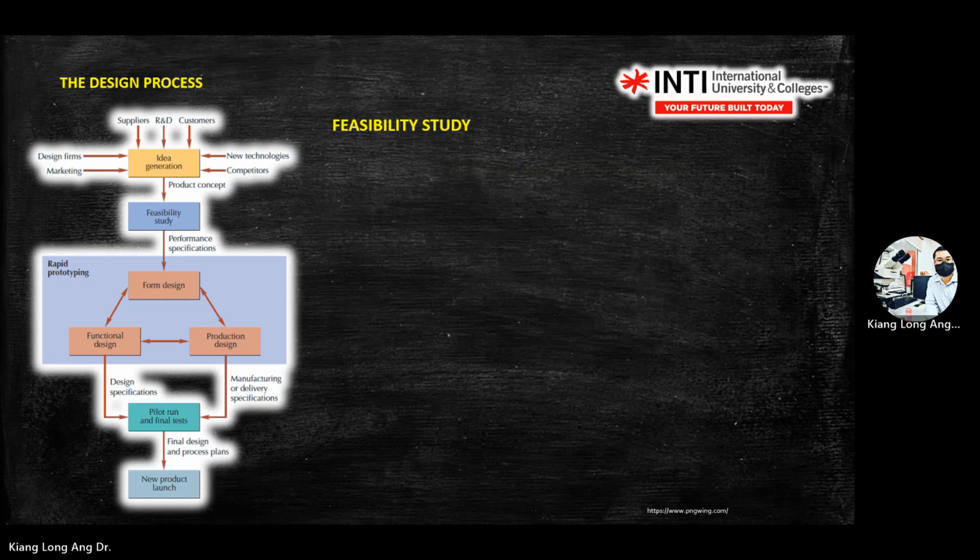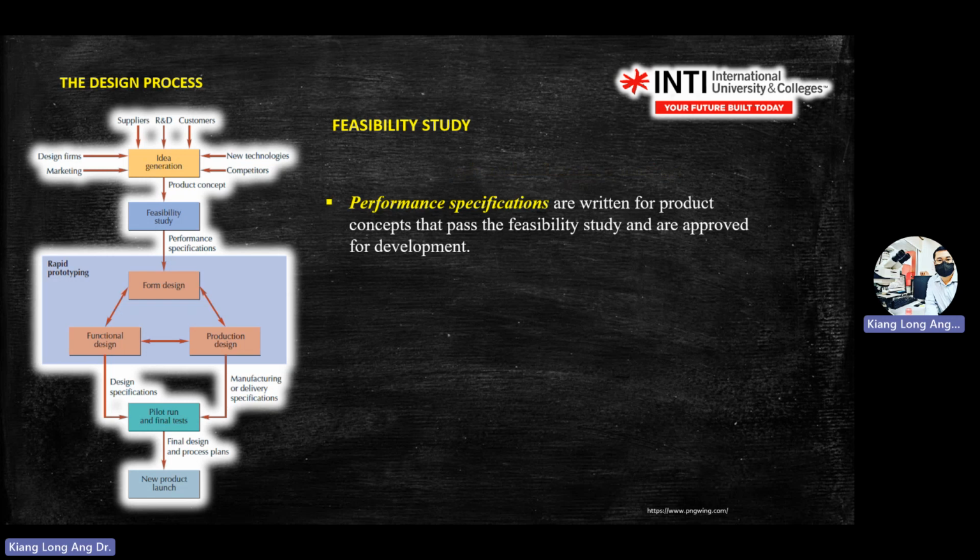Okay. Once feasible studies finish, the outcome from the feasible study is performance specification. Okay, so again, idea generation, the output is product concept. Product concept is an input for feasible studies. Output from the feasible studies is performance specification. So you have to know which stage, what do you come from, okay?